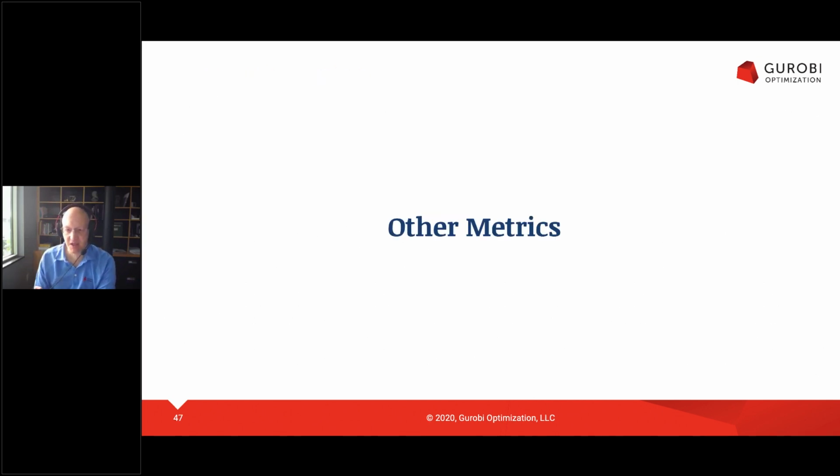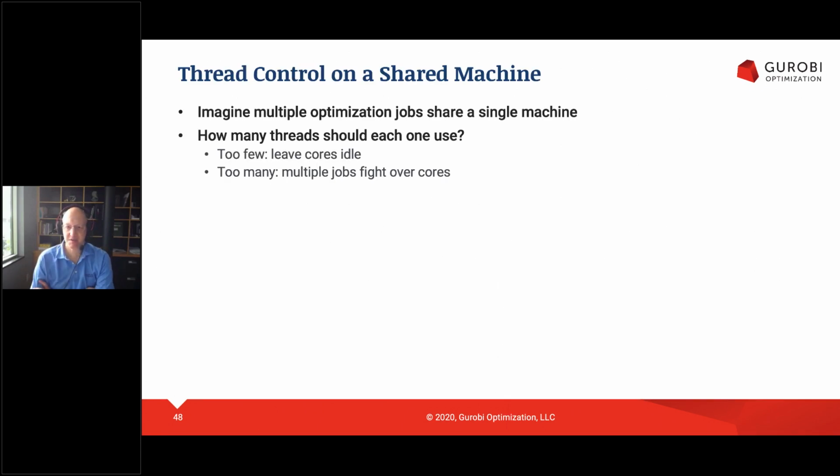All right, so next thing I want to talk about is other metrics, basically other ways of evaluating parallel performance. And specifically, let's say you have a multi-core machine and it's a shared machine. So you've got multiple users all sharing that one server. So the question is, if you have a job that you want to submit to this machine, how many cores should you request?